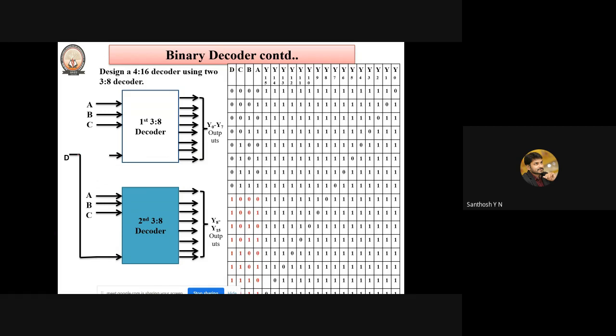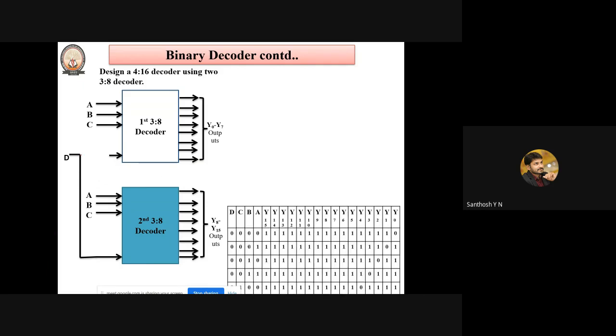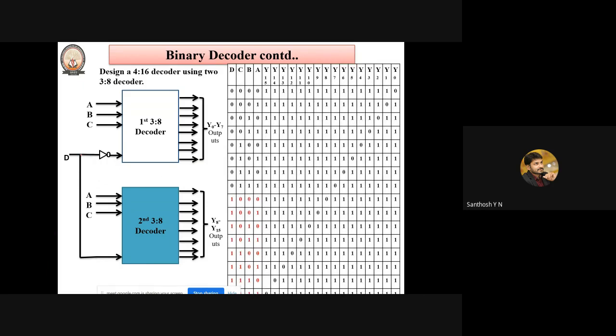That is considered as D here, and that D should be with an inverter. I'll just show. Why? Because if you observe the truth table, D will be taking zeros for 8 combinations, and D will be taking 1 for the next 8 combinations. So we are giving the input in such a way that whenever I'm passing D equal to 1, here you will be getting 0.